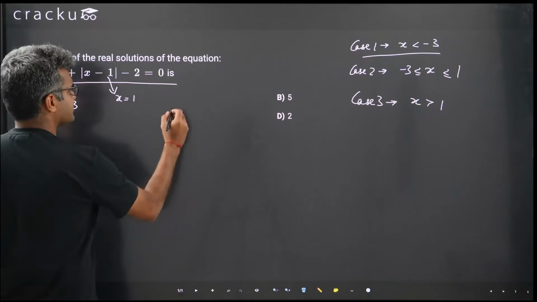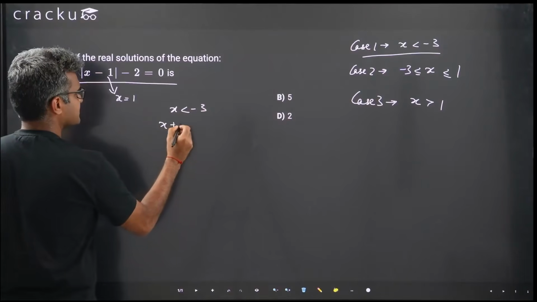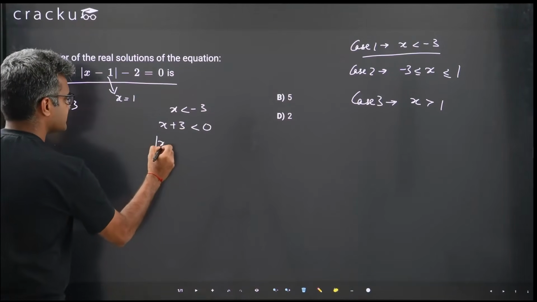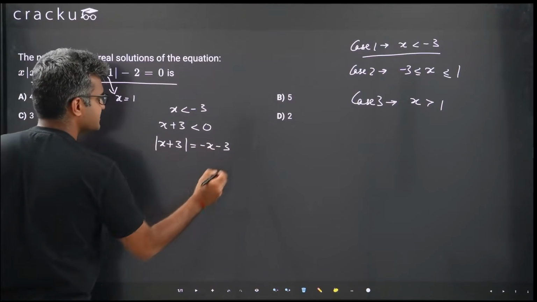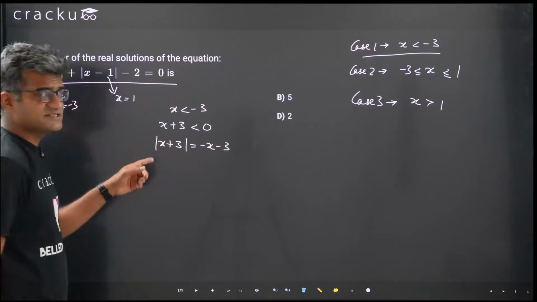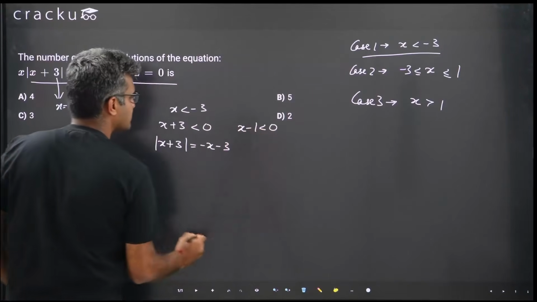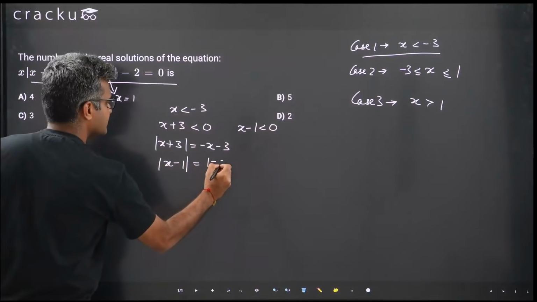If x is less than minus 3, x plus 3 will be less than 0. Therefore, modulus of x plus 3 is equal to minus x minus 3. If x plus 3 is less than 0, x minus 1 is definitely less than 0. Therefore, modulus of x minus 1 will be equal to 1 minus x.